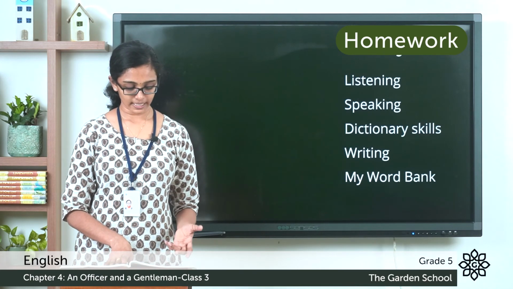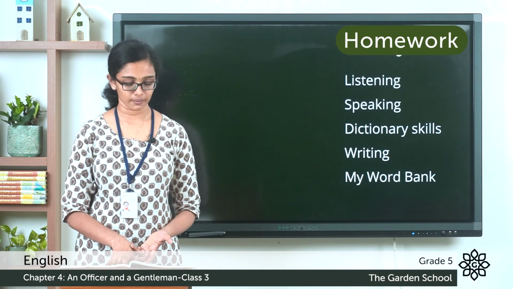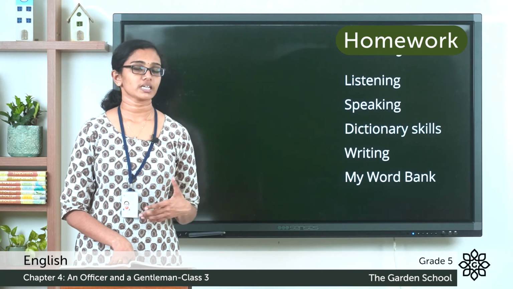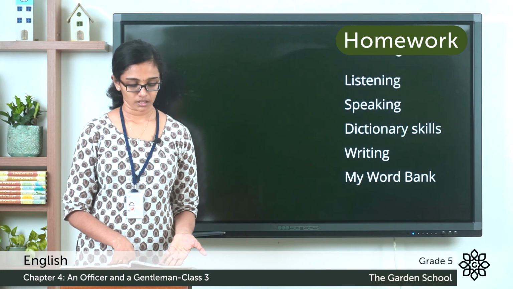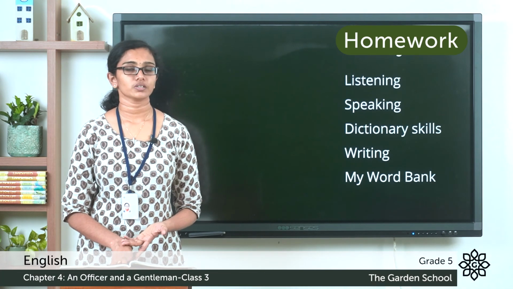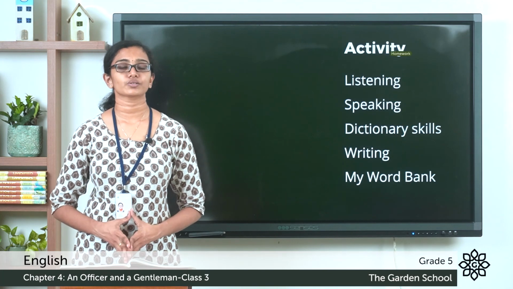Now, below that exercise in page number 58 itself, you can see my word bank, where you are supposed to fill in the blanks with the words that you've learned in this chapter. Go through the story once again and you can fill in the missing letters there. So once you're done with all these activities, please do take a picture and send us through Teams.